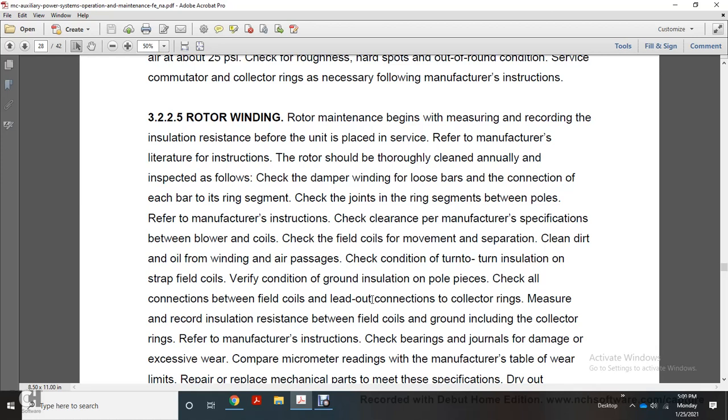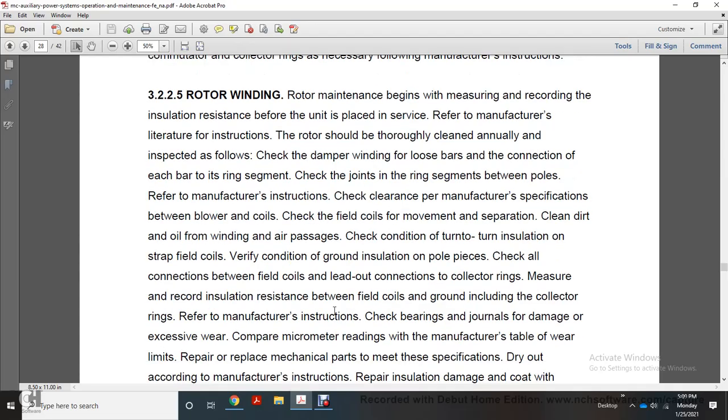Check all the connections between the field coil lead-out and the collector rings. Measure and record the insulation resistance between the field coil and ground, including the collector rings. Refer to the manufacturer instructions.